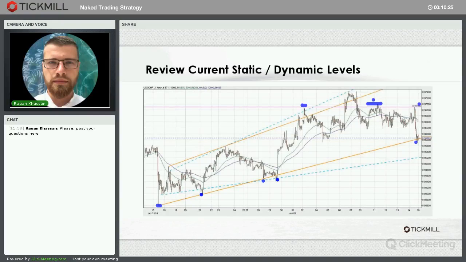And the target point is also clear. It's the moment when the price tests the dynamic level. So just thanks to such basic things as static and dynamic level, you would be able to provide a full trade from the start till the closing decision.